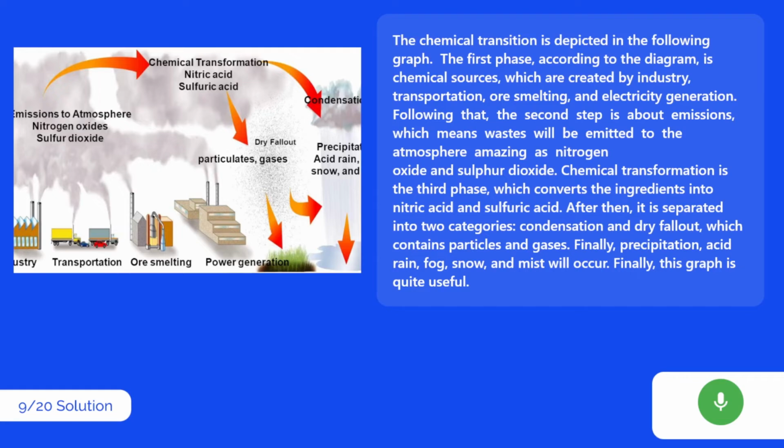Chemical transformation is the third phase, which converts the ingredients into nitric acid and sulfuric acid. After that, it is separated into two categories, condensation and dry fallout, which contains particles and gases. Finally, precipitation, acid rain, fog, snow, and mist will occur. Finally, this graph is quite useful.